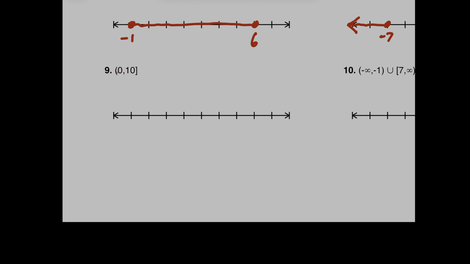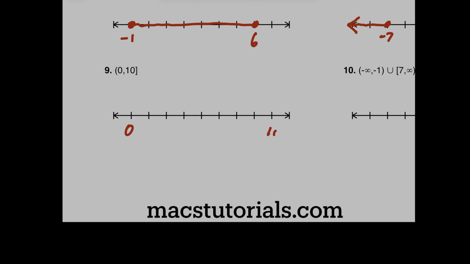All right, let's look at number 9. We're going to have a 0 here and a 10. There's not even 10 lines, let's just pretend the 10 is there. So I know that 0 is the low end, and it's got a parenthesis, so that's going to be a circle. And I see the 10 has a bracket, so it's going to have a dot. And then it's just going to be everything in between, okay?